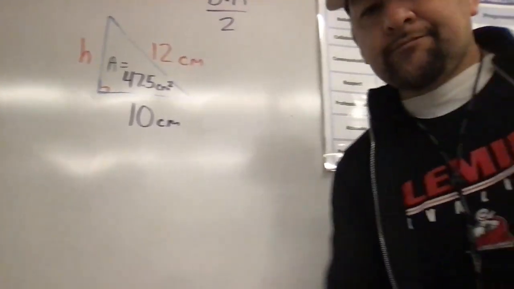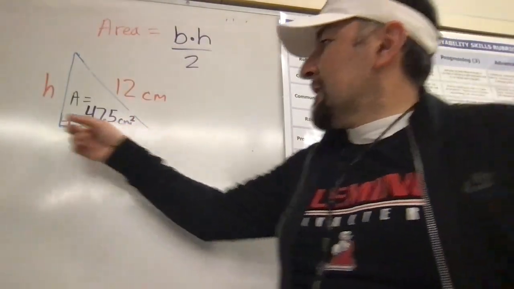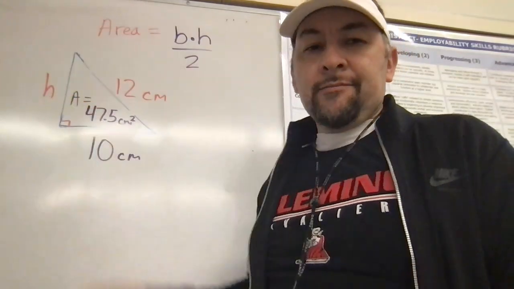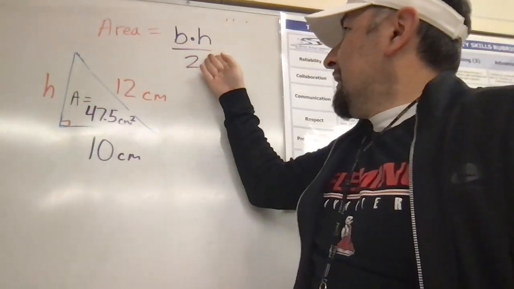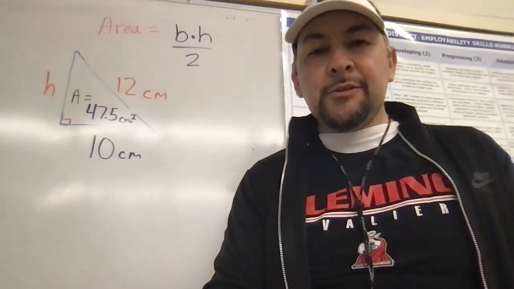Then over here, got some new numbers. We have a base. We need to figure out the height, and they tell us the area. How do we find this out? Write down the formula, plug in the numbers, and do some algebra. Let's do those together. I'll help you out.